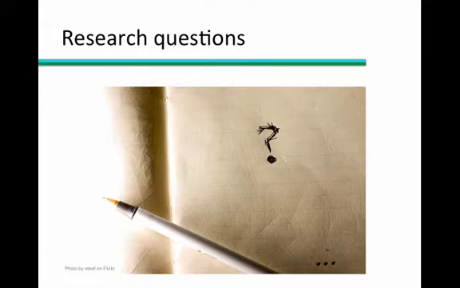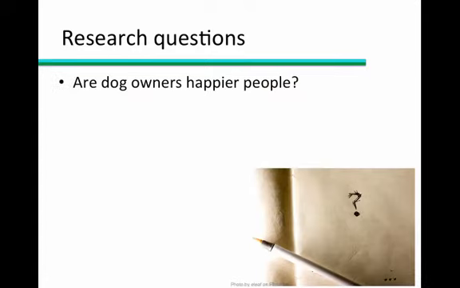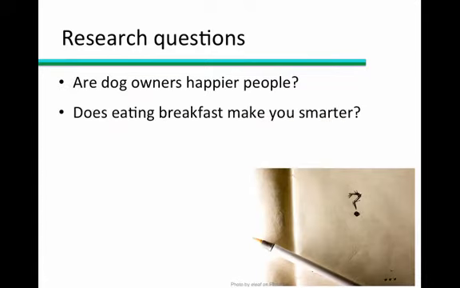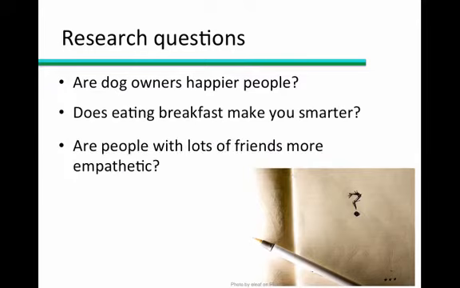Ideas for research usually begin with broad research questions. For example, are dog owners happier people? Or, does eating breakfast make you smarter? Or, are people with lots of friends more empathetic? Broad research questions such as these are a great way to get an idea started, but we need to then do a little work to them to turn them into something we can test scientifically.